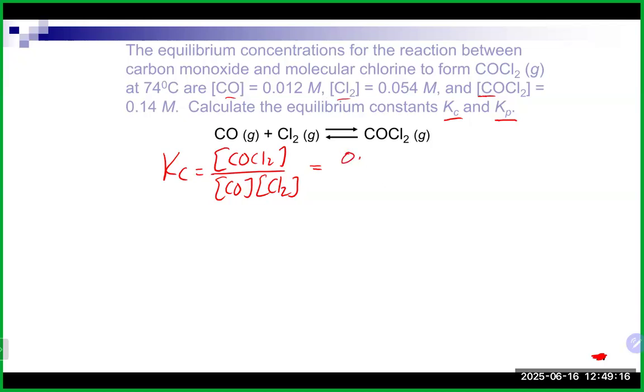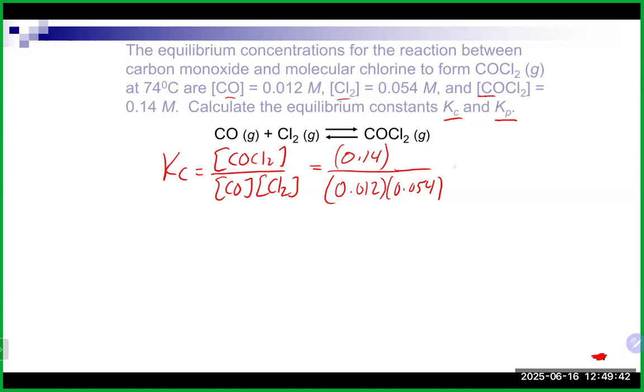So we got 0.14 divided by 0.012 and 0.054. If we do this, 0.14 divided by 0.012, I would recommend hitting equals, then dividing by 0.054.